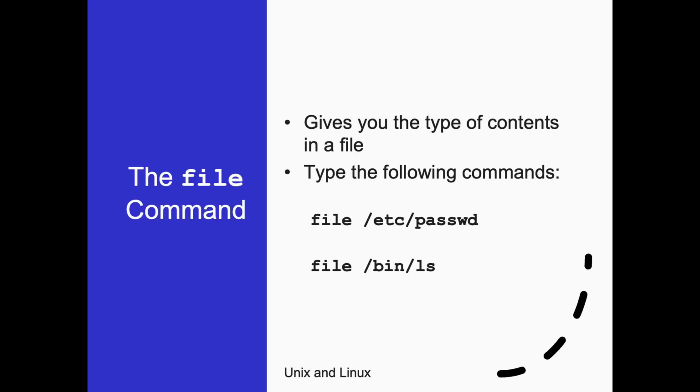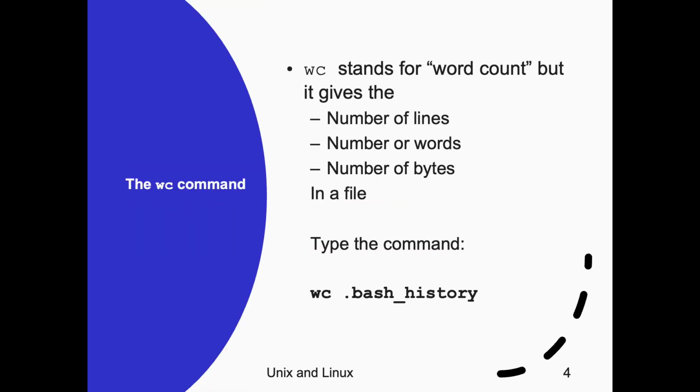Let's look at some tools for inspecting files. We've got the file command, and this tells you the type of contents inside a file. So for example, you can run file /etc/passwd or file /bin/ls to see what they are. We've got the wc command, which stands for word count, and it gives you the number of lines, words, and bytes in a file. You can try this on your history file by running wc .bash_history.